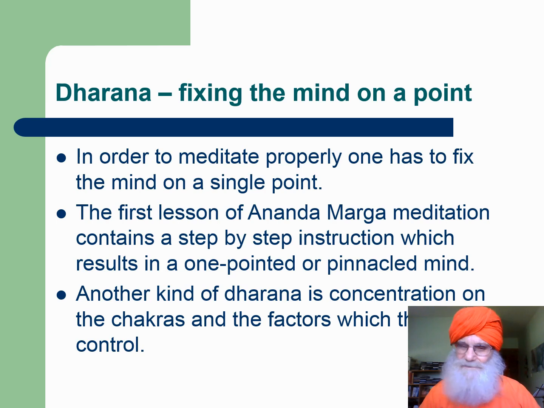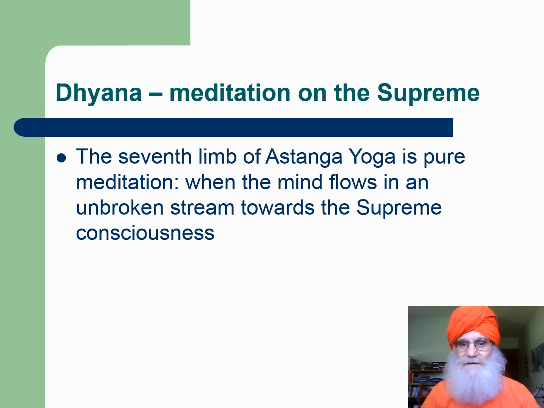So we teach a certain kind of concentration, or dharana, where you concentrate on the chakras to get mastery over these factors so they won't disturb you. That's what it's all about. But dharana means fixing the mind on a point, bringing the mind to one point. This can be done in meditation, or it can also be done on certain chakras to help you gain mastery over the chakra and over the factors which the chakras are connected with. Okay, we're going to go to Dhyana.